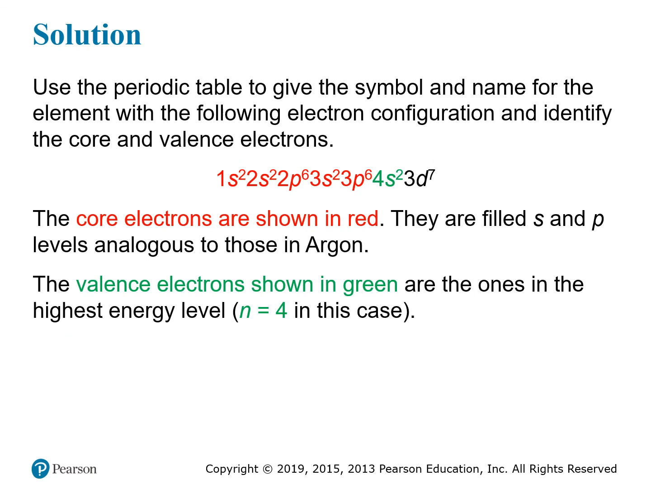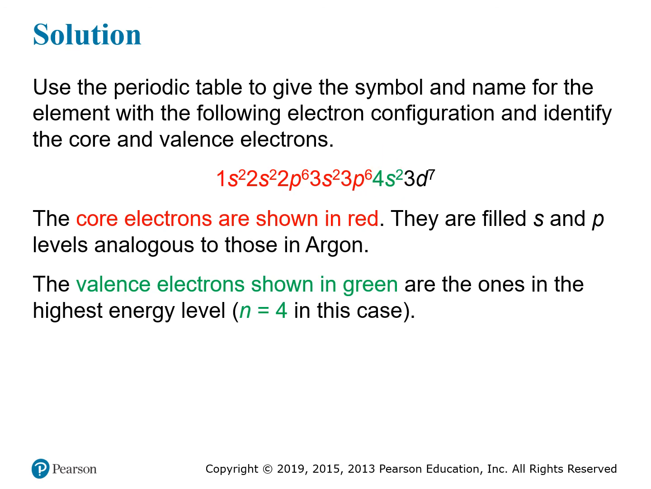The next part is figuring out which are the core and which are the valence electrons. So for this example, it's a little bit tricky. The valence electrons are the easiest ones to figure out because they are the electrons that are in the highest energy level. And the highest energy level is the highest value of n. So in this entire configuration, the highest value is n equals 4. Okay, so you have a 4s sublevel, and it's got 2 electrons in it. So these 2 electrons in the 4s sublevel are the valence electrons. Okay, they're shown in green.